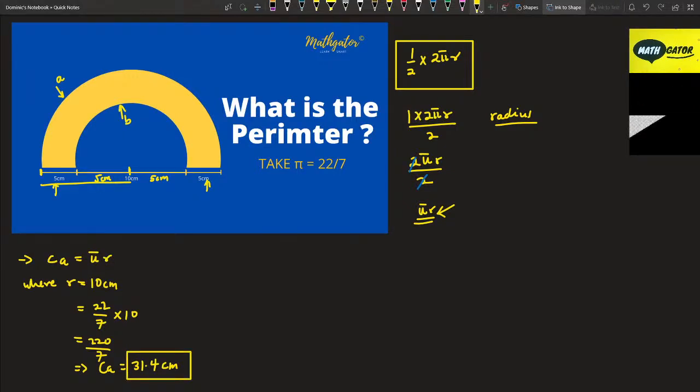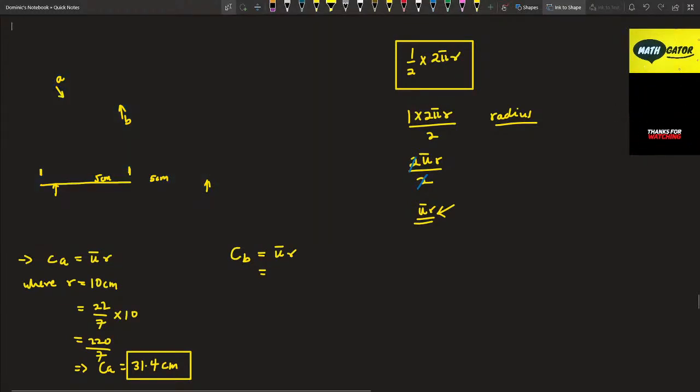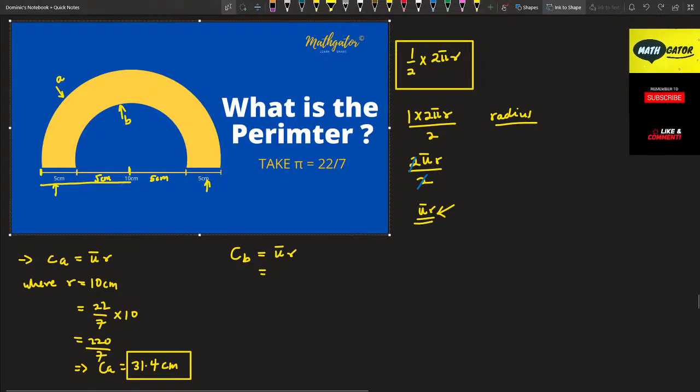So we are going to move to the next circumference, which will be circumference B, which will also take the same formula, but the radius is going to be different. Okay, the radius is going to be different. So let me clean this. So let me get rid of this, and then we are going to analyze.